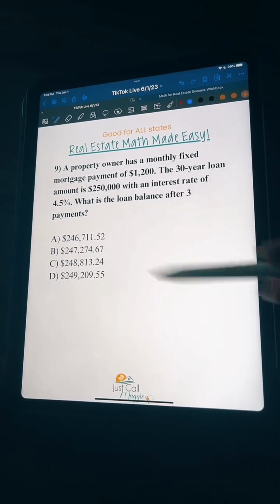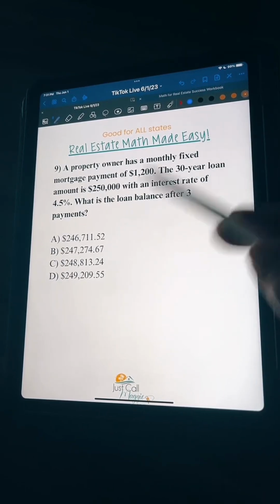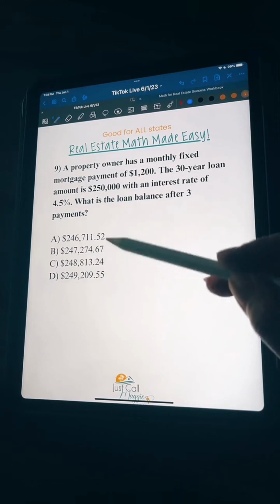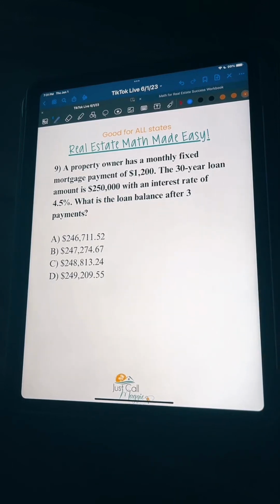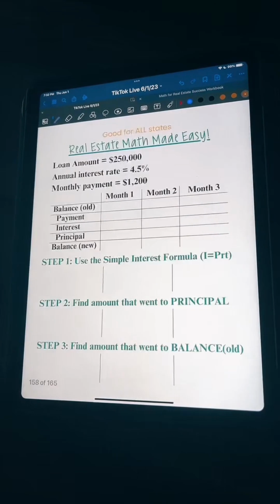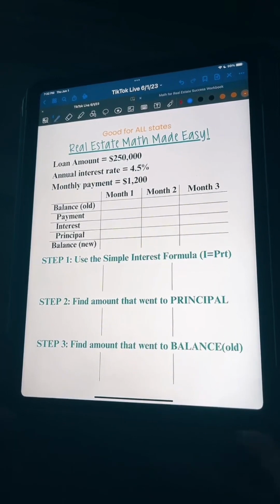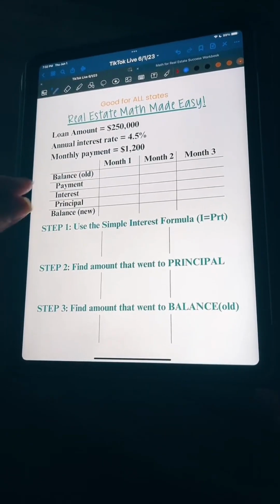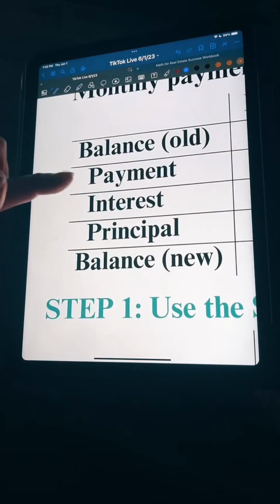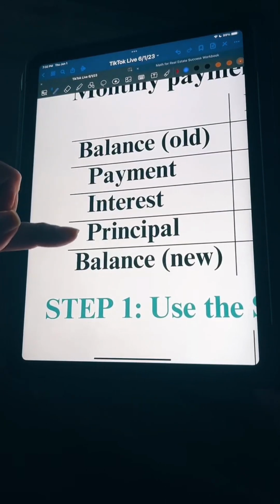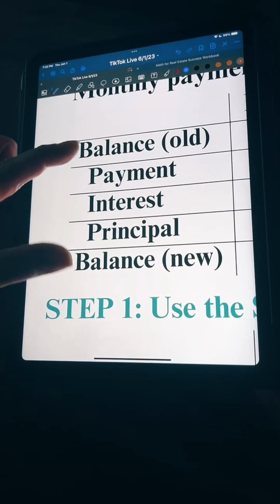All right, so here is the loan balance after 3 payments. They want to know what the loan balance is after 3 payments. Here are your answers. And of course, I did a separate sheet with all of that information here, so that way we could work in a little organized way with our pip sandwich. So remember, your pip sandwich has payments, interest, principal, and then these are the buns.